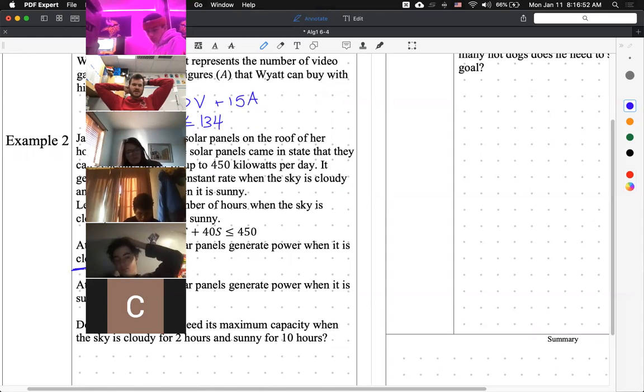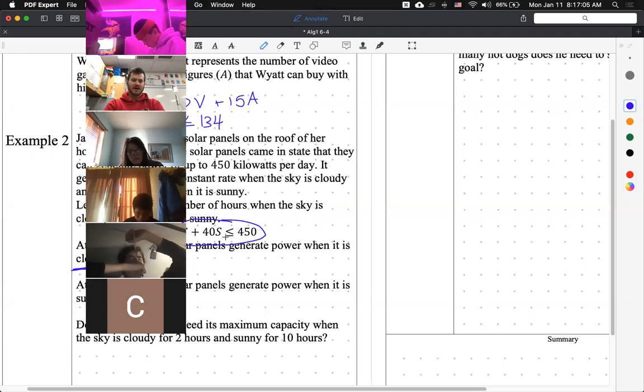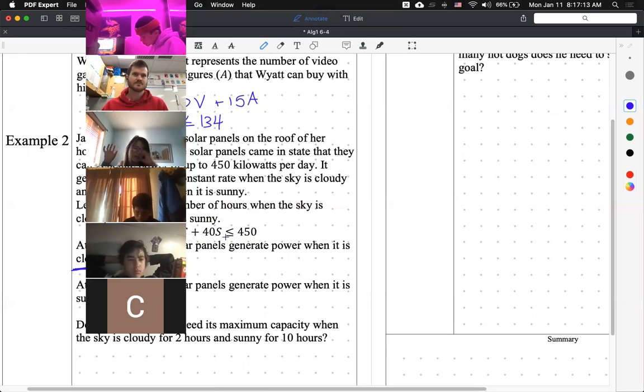Any ideas on what the rate is for cloudy? Those are two keywords from this question. It's just looking only at this inequality. Just judging from that inequality, how fast are you going to be generating power when it's cloudy out? Yeah, Alden? It's going to be times 8. And that's how fast you're going to be generating power. Exactly, yeah.